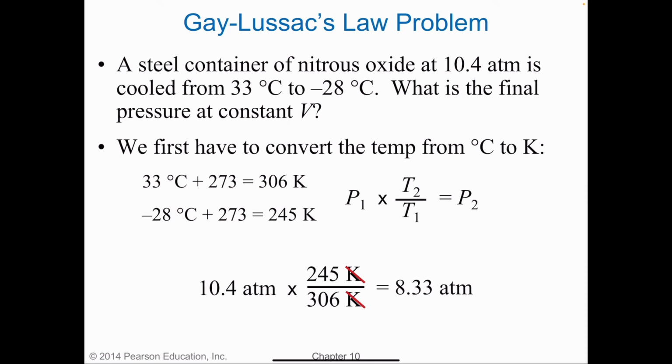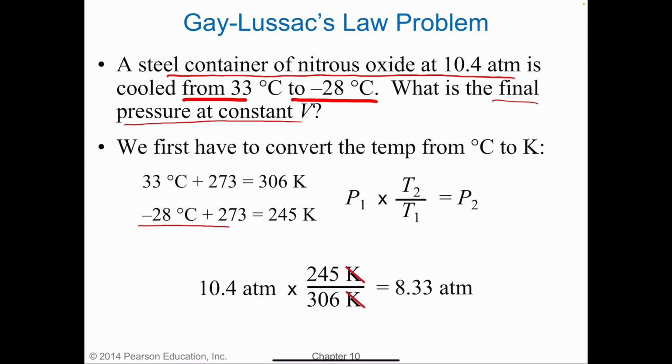So as an example of a problem using Gay-Lussac's law, say a steel container of nitrous oxide at 10.4 atmospheres is cooled from 33 degrees to negative 28 degrees. What is the final pressure assuming constant volume? Notice that we have negative temperatures, but that's because the temperatures are in the wrong unit. I've got negative 28 degrees, but that's degrees C. So one thing we will have to do is convert our temperatures into Kelvin.